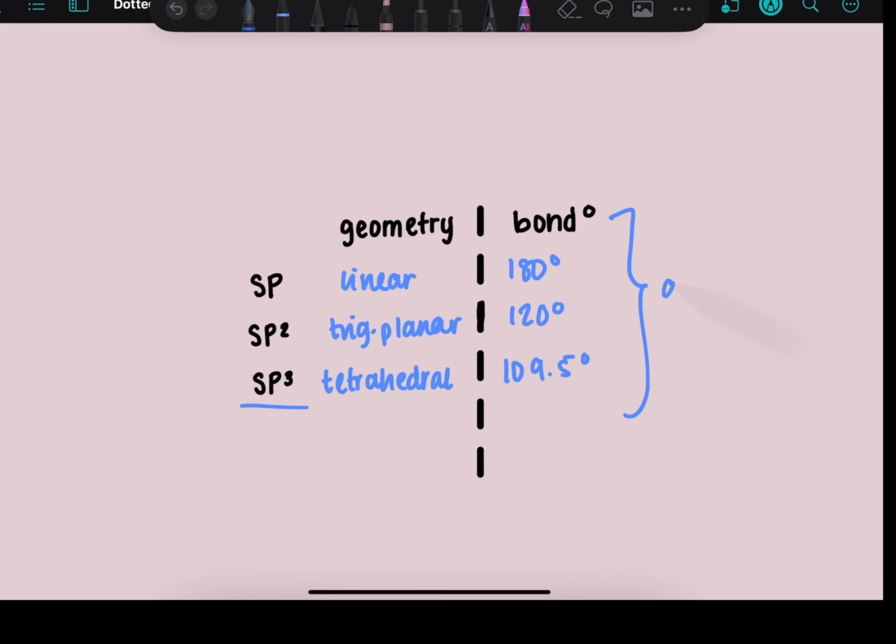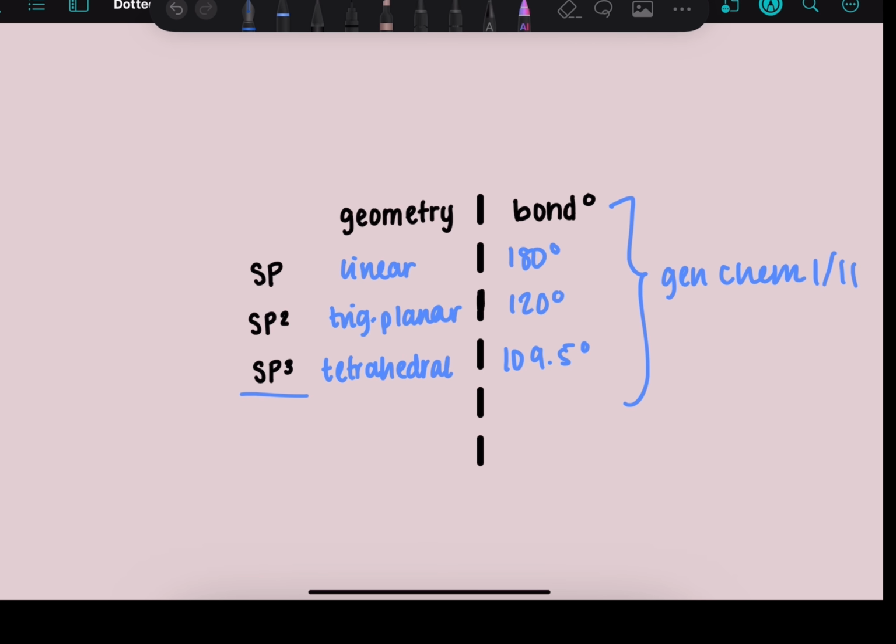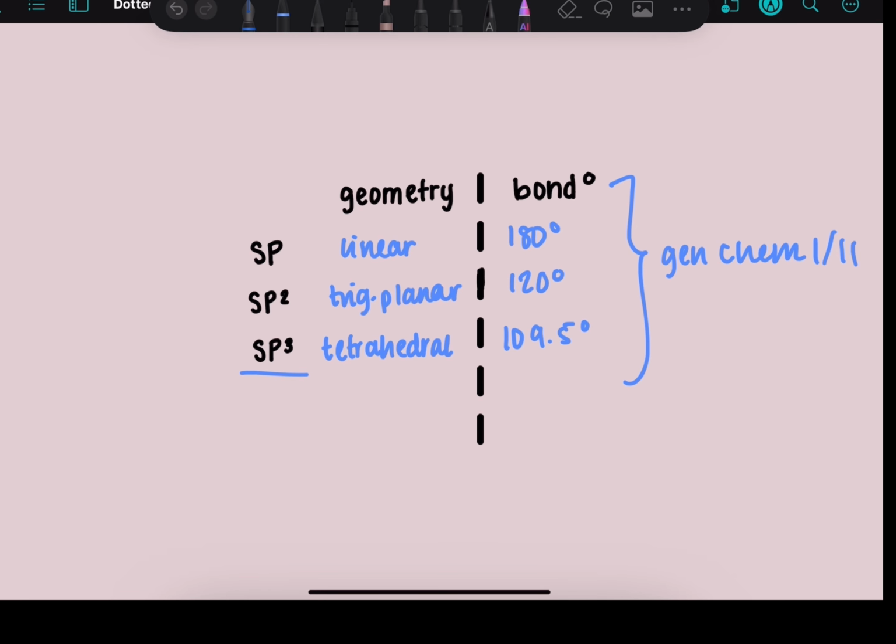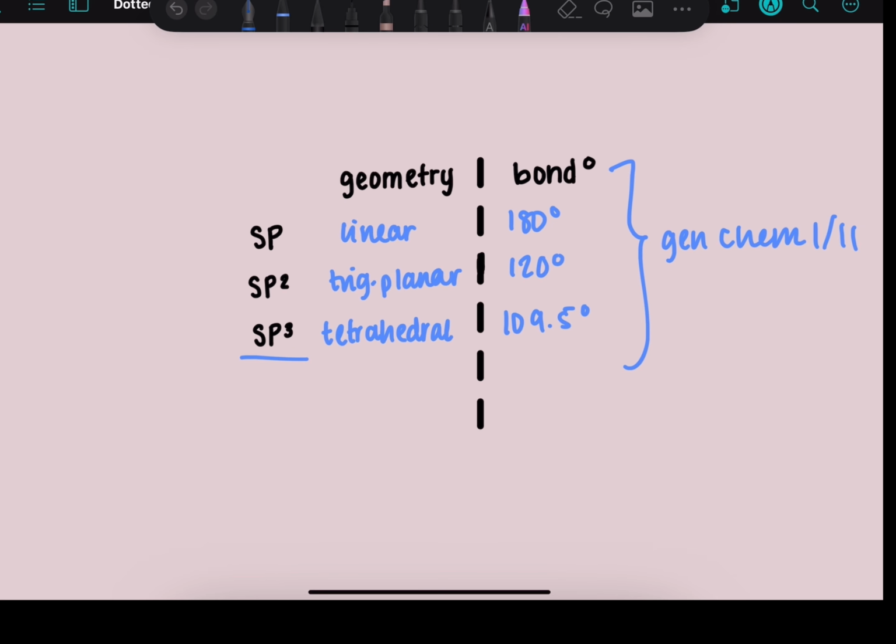This topic was covered in Gen Chem 1 or 2, I'm not sure, but it was covered in Gen Chem. Thankfully in OChem 1, you do not need to know as extensive a geometry as you did for Gen Chem 1 and 2. You just need to know these three basics for hybridization, which hopefully makes learning a lot easier on your part. So just have this table memorized so it can be helpful to you when you're answering questions.